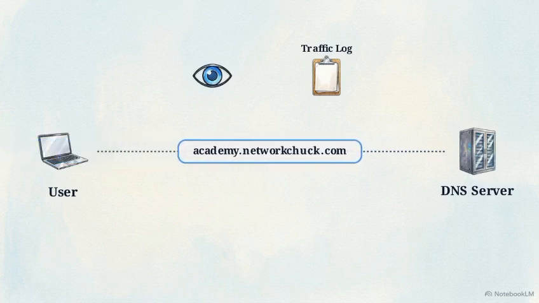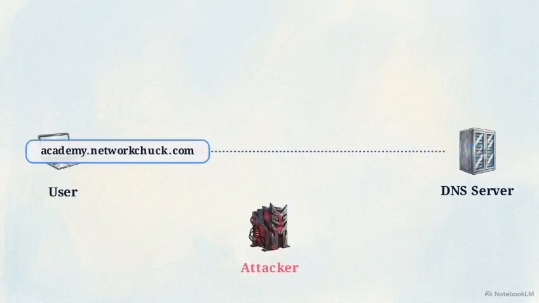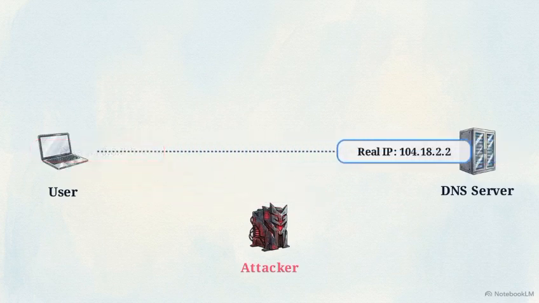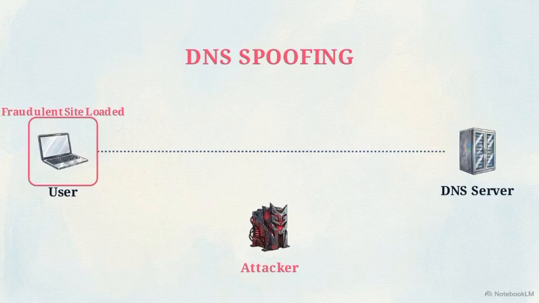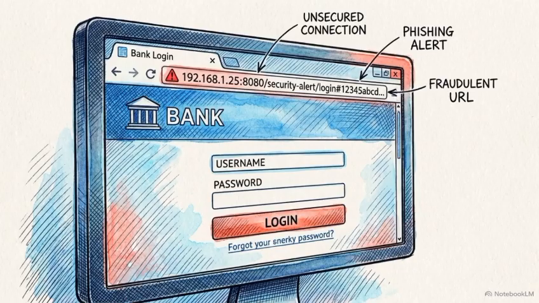This makes it easy for curious observers, like your service provider or a corporate network, to keep a log of everywhere you go online. Worse, a hacker can intercept that transparent request and send back a fake address before the real one arrives. This is called spoofing, and it can trick your computer into loading a fraudulent website without you ever knowing. Because the system was built on trust, your computer has no easy way to tell if the address it received is the real one or a dangerous fake.